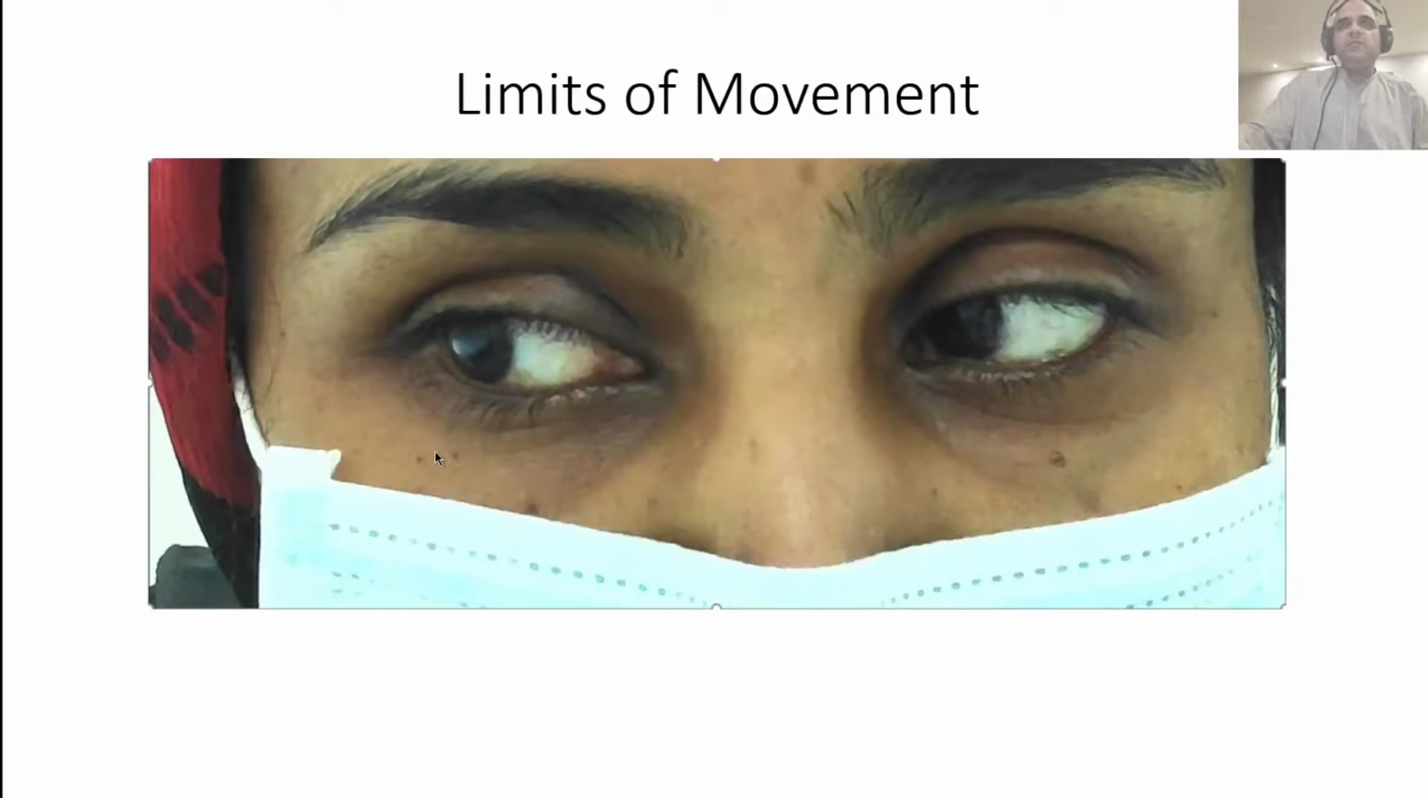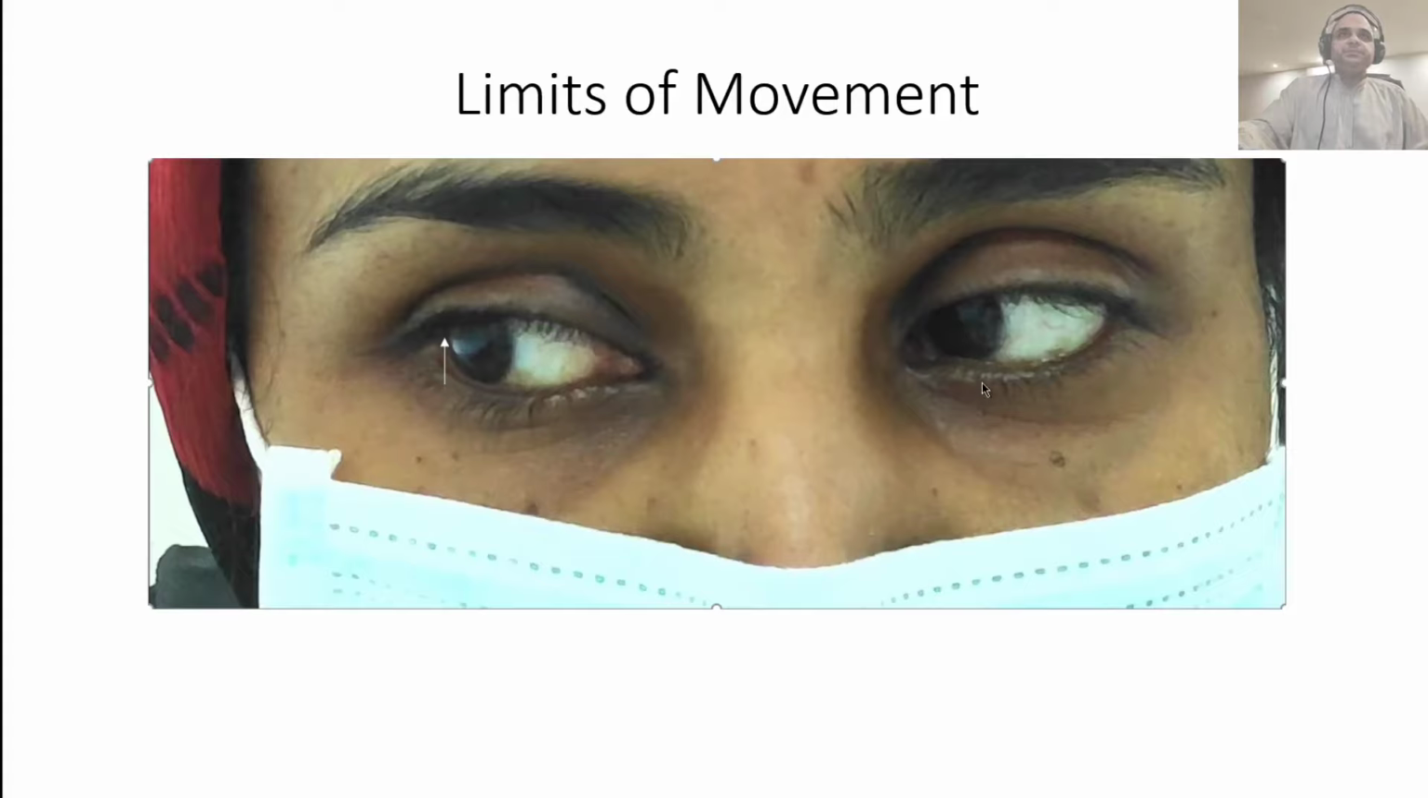Then we need to know where the eye needs to be, or how much the eye should move, i.e. what are the limits of horizontal movements that are acceptable. For lateral movements, the landmark is very simple. Your temporal limbus should be at the outer canthus of the eye, or the lateral canthus of the eye. Lateral canthus is this bit where the two lids meet laterally. This is the lateral canthus of the right eye, and this is the lateral canthus of the left eye. So the temporal limbus should be at the lateral canthus, and that's the normal movement.